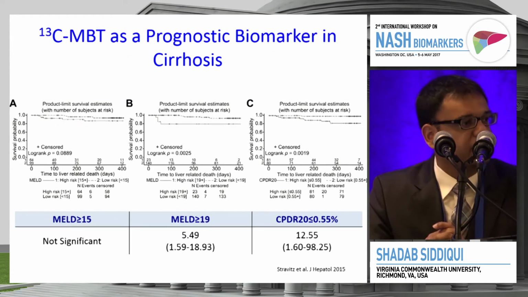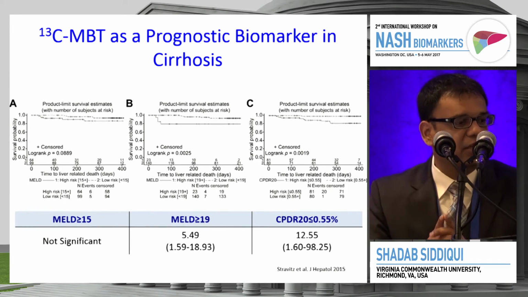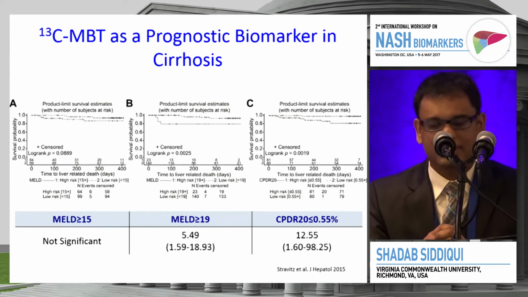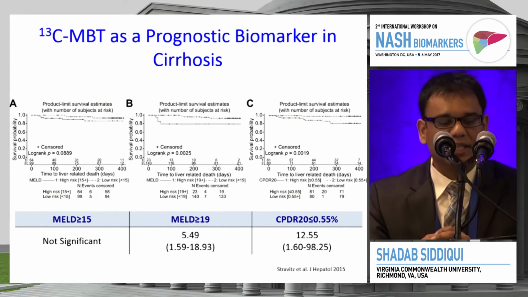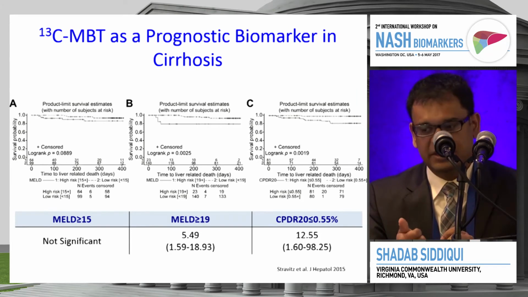What about the role of MBT in clinical outcomes? This is a study that looked at MBT in patients with cirrhosis who were being evaluated for transplant. It looked at liver-related death, and a number of co-authors are actually in the audience at this point. As you can see, MBT was a better predictor of liver-related death than MELD score. A MELD score of 15 did not predict liver-related death. A MELD score greater than 19 did, but it wasn't as good as MBT.